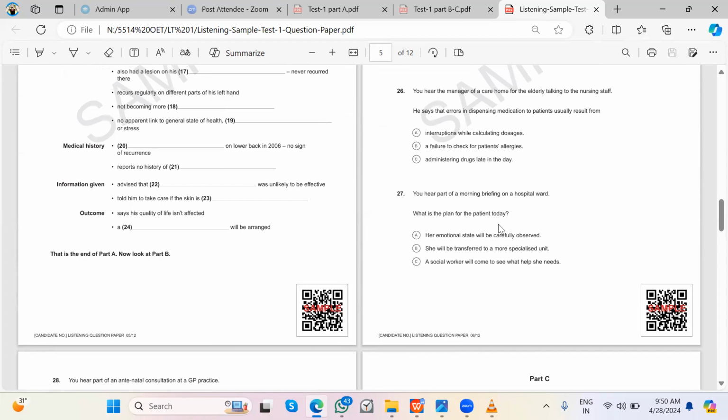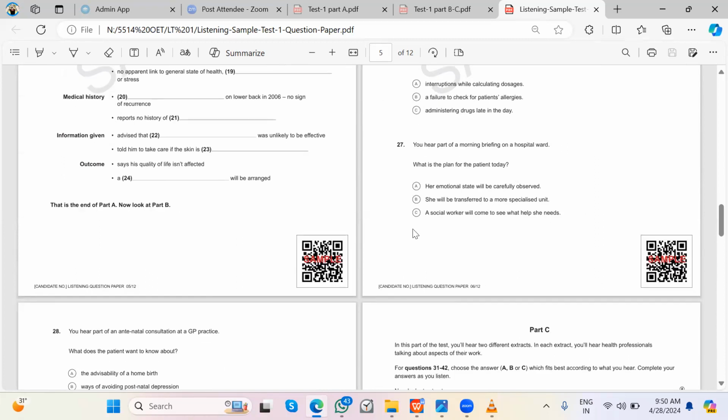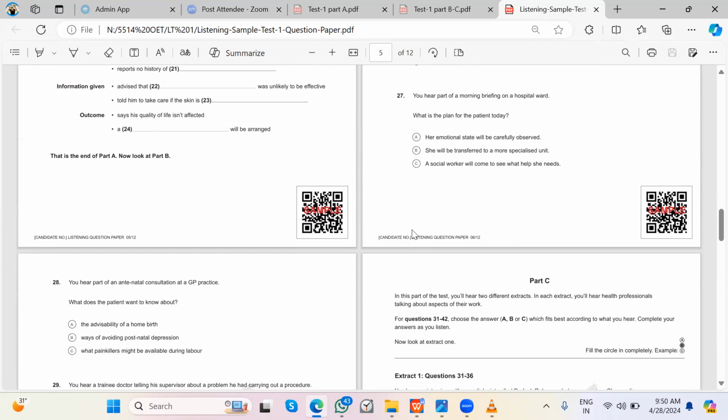Okay, what is the plan today? So the idea is this was the first listening task. I'm going to make sure that you will receive the files, and I will also make sure that you will get files to practice further.